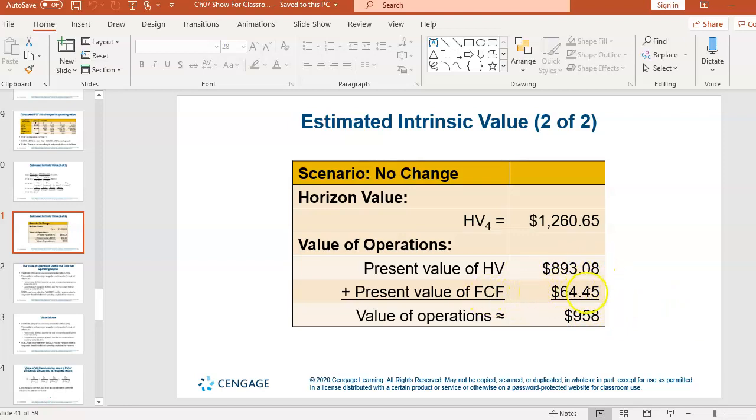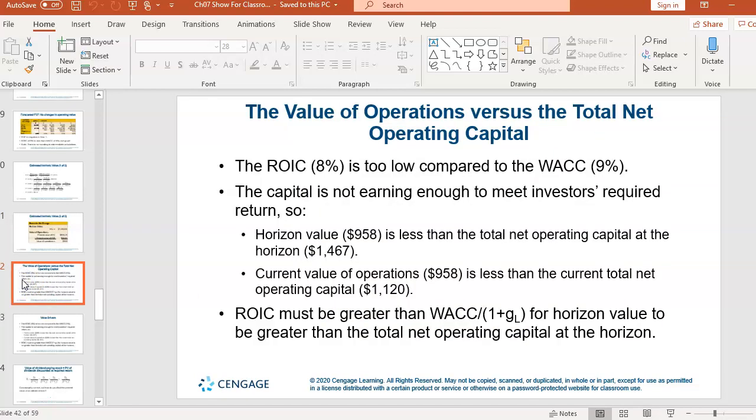The present value of free cash flows and the value of operations is $958. Okay. Now, in this example, that's not going to work because ROIC is 8, which is lower than the WACC. So the capital is not earning enough to meet investors' required return.